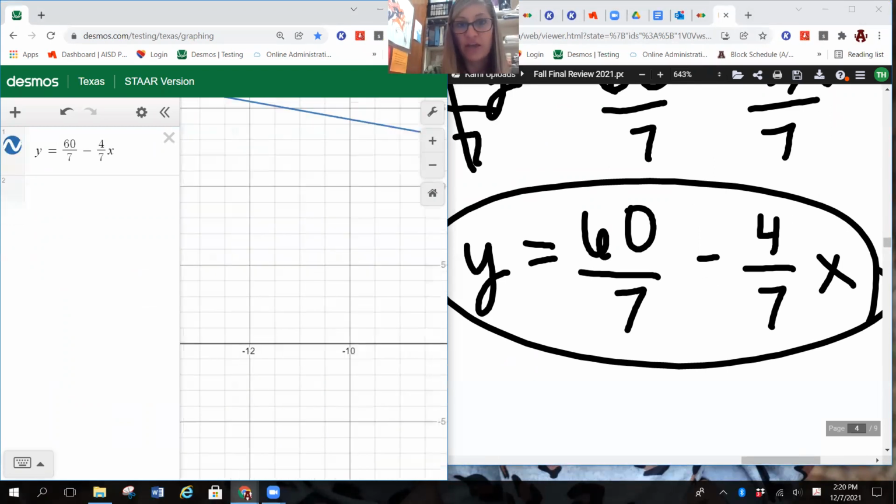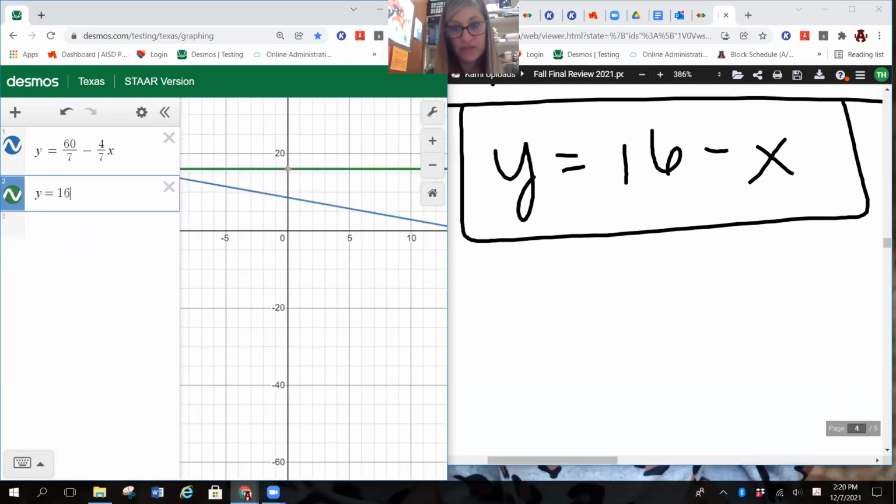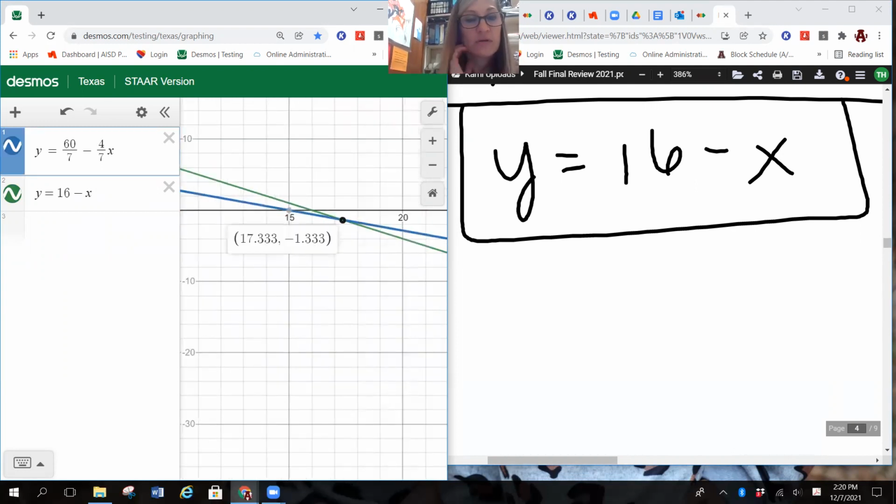There is one equation. I don't see it. I got to zoom out a lot. There it is. Now do your other one. Y equals 16 minus x. There it is, 16. Where do they intersect? Ew. That's ugly.